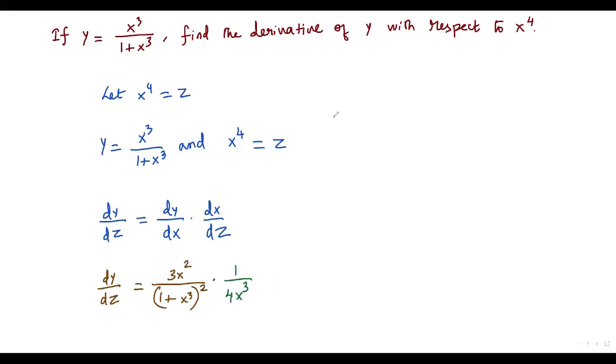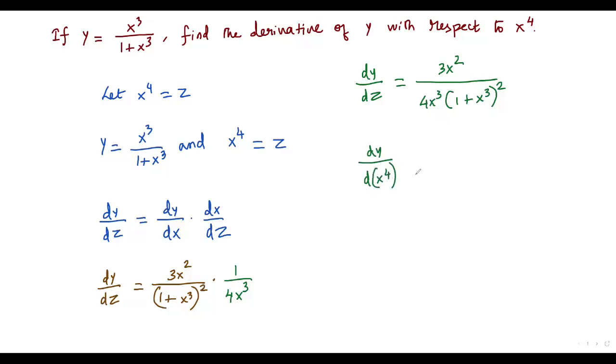Okay, now let's do the simplification work. So dy over dz equals, 3x square times 1 is just 3x square. And we can multiply the two denominators over here. For that, first we can write this 4x to the third power first. Then I'm getting 4x to the third power times (1 positive x cube) the whole square. Okay, here, z is a variable taken by us. It has to be replaced by the original expression. Already we know that z equals x to the fourth power. So we can replace z by x to the fourth power.